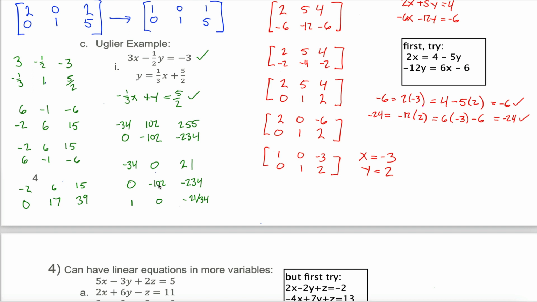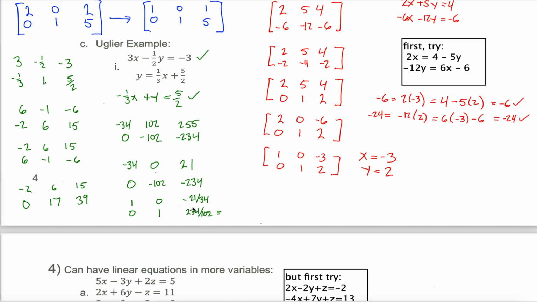Down in the bottom, I'm going to divide everything by negative 102 to make this a 1. 0 divided by negative 102 is 0. Negative 102 divided by negative 102 is 1. And negative 234 divided by negative 102 is positive, because a negative divided by a negative is positive. And I'll just write it as 234 divided by 102. I don't think I can reduce this at all, because only 3 and 7 divide evenly into 21, and neither of those divide evenly into 34.